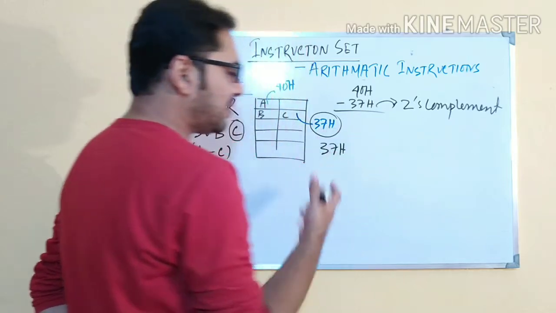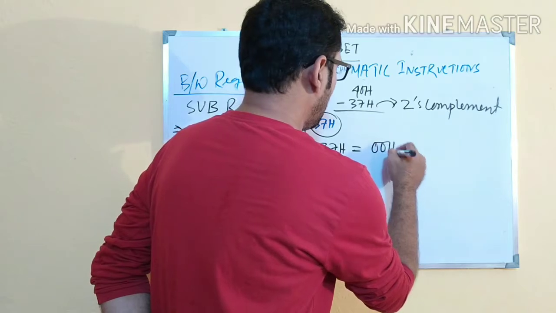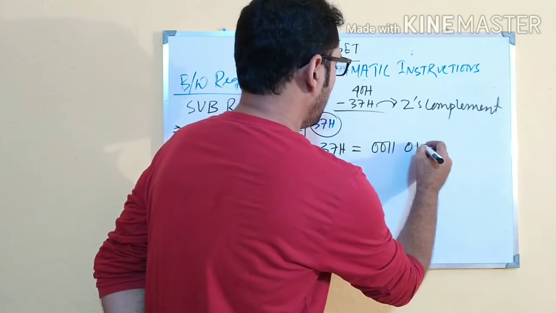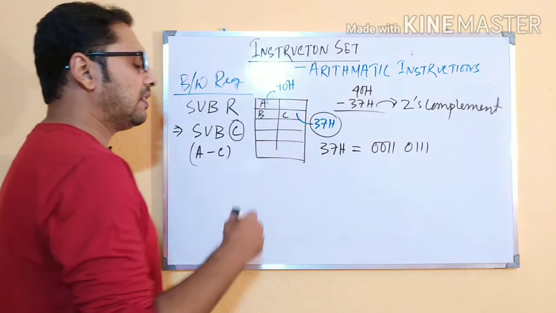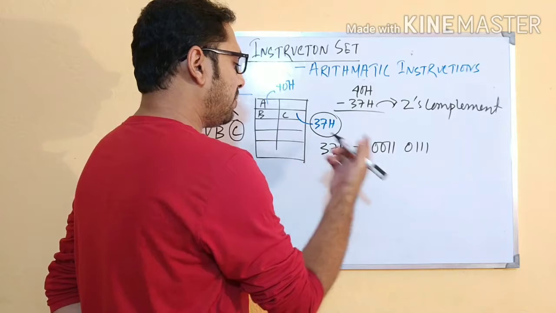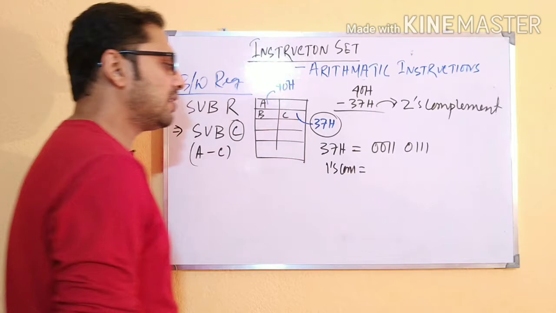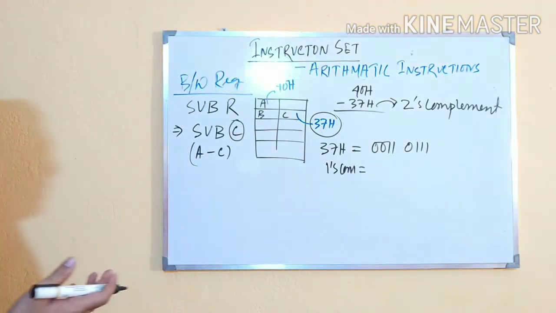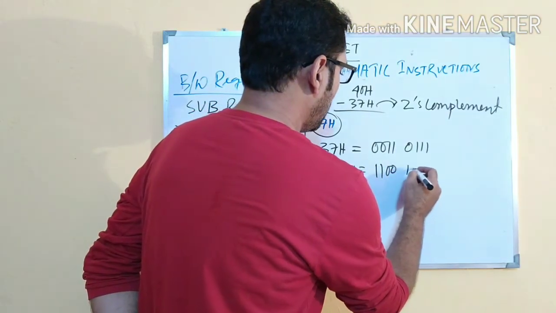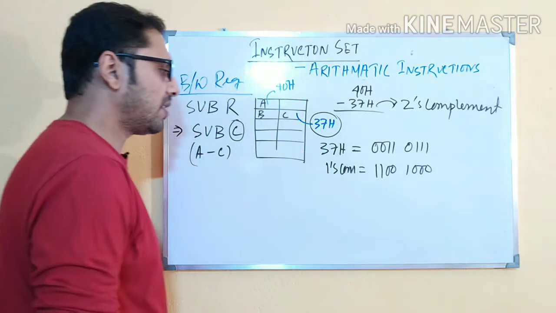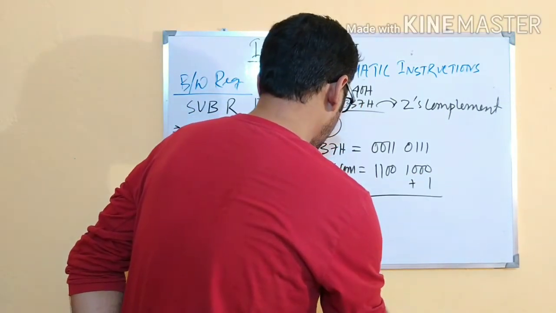First break 37 hex into a binary number. 37 hex means 0011, and 7 means 0111. That is the binary number. First we need to take the 1's complement of this one. 1's complement means zeros will be 1 and 1's will be 0. So the 1's complement of this one is 11001000. If we add 1 to the 1's complement, then we basically get the 2's complement.